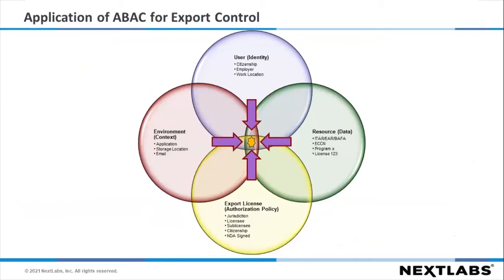Here's another way of looking at the application of the export license enforcement policy. Here you can see that the user, the environment, and the resource attributes are being used, and it's the intersection of these with the export license policy that determines what users have access to. Only if all of these match against the export license policy would an access request be granted.